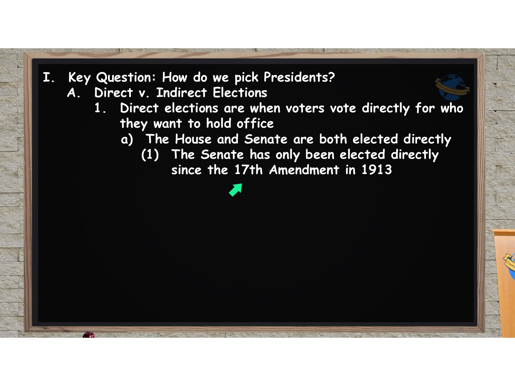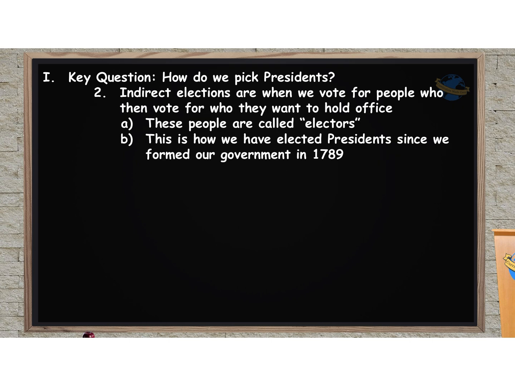Side note here, the Senate has only been directly elected since 1913 when we changed the Constitution with the 17th Amendment, which said we can directly elect our senators. Before that, the state governments got to decide who the senators were, but we want to give people more direct control over the federal government, so we changed that in 1913 with the 17th Amendment, saying we can now directly elect our senators.